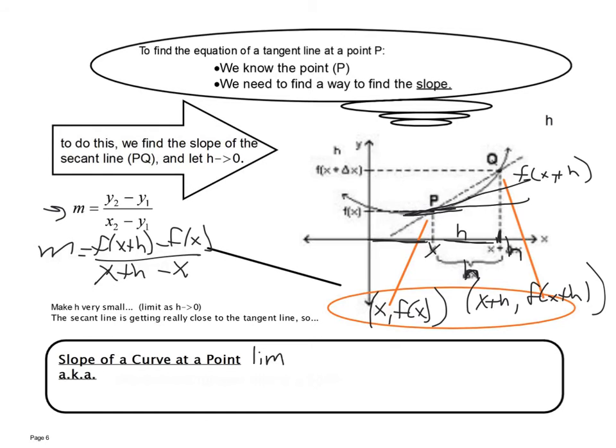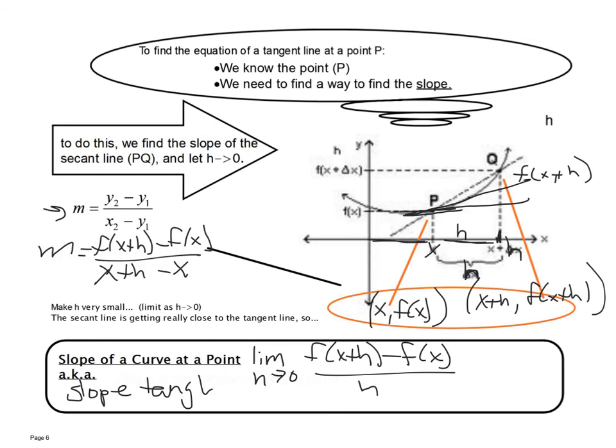So if we found the limit as h goes to 0 of that whole slope, we're actually finding the slope of the tangent line, over h because we canceled those x's out. So that is the slope of the curve at the point, or the slope of the tangent line. Also known as instantaneous rate of change. All right, so there we go. Now, let's do some examples.